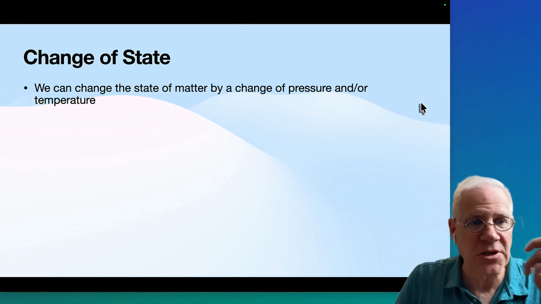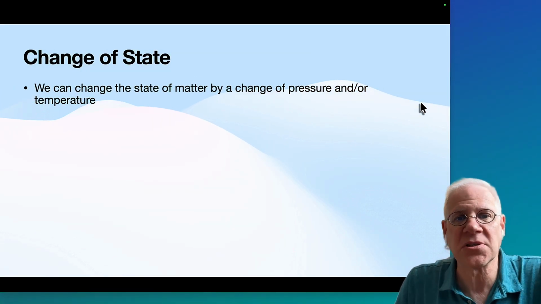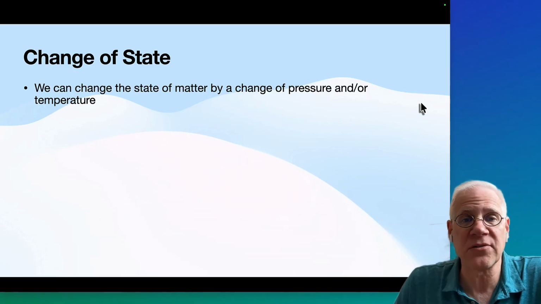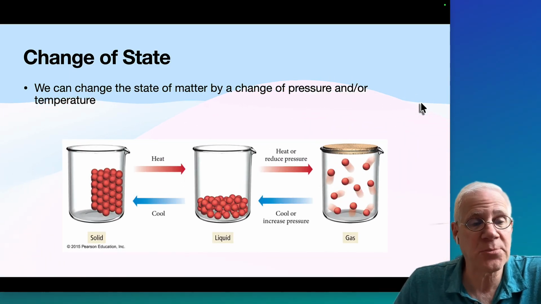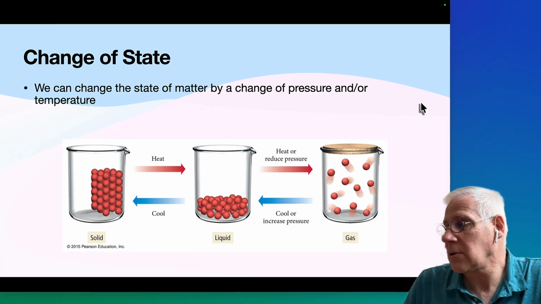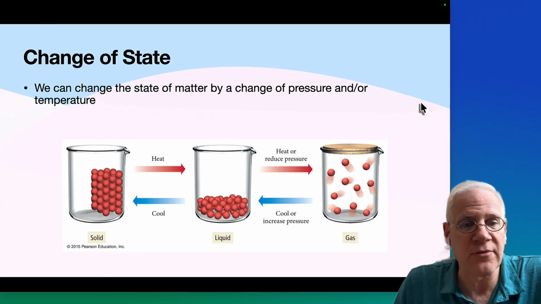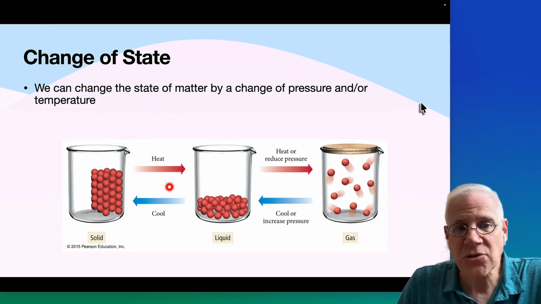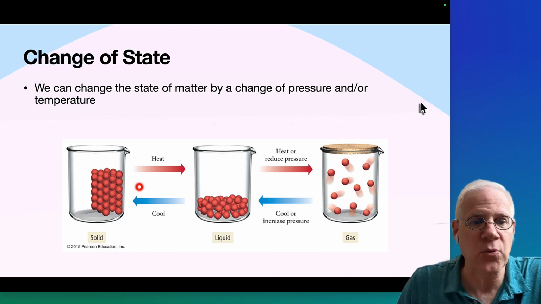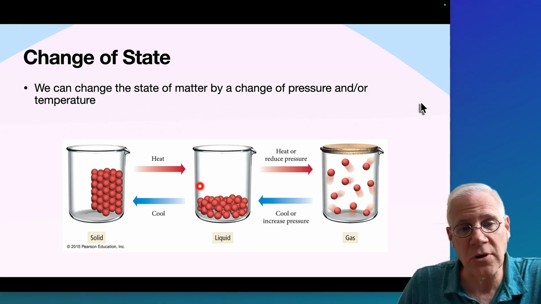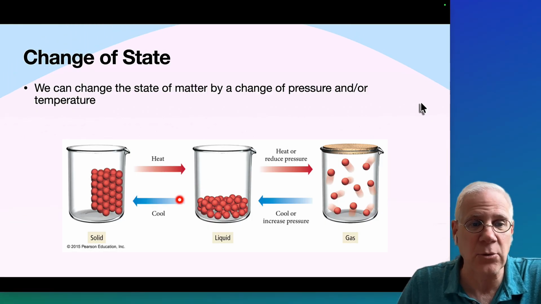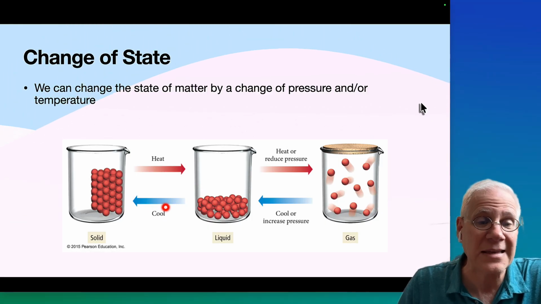So let's look at a change of state. We can change the state of matter in a couple of different ways. We can change the pressure or we can change the temperature. So if we look here at moving from solid to liquid, the change from solid to liquid pretty much only happens with a change of thermal energy. If you have a solid, you want to turn it into a liquid, you've got to add heat. If you have a liquid, you want to turn it into a solid, you have to remove that heat, so cool it down.